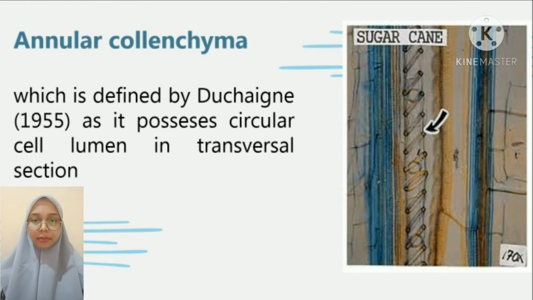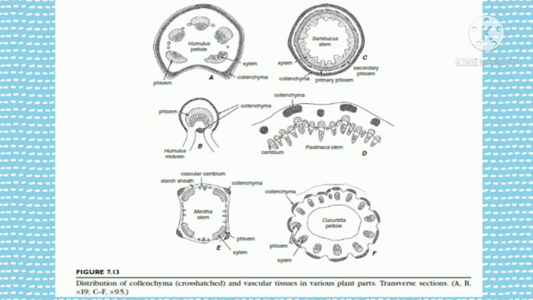And then annular collenchyma, which was defined by Duchaigne in 1955 as it possesses circular cell lumen in transversal section. Annular collenchyma is collenchyma tissue whose cell walls evenly thicken. This type of collenchyma is rarely found because it is only found in carrot leaves and some vines. This picture shows a cross-section showing the distribution of collenchyma and vascular tissue in several parts of the plant, namely the Humulus petiole, Sambucus stem, Mentha stem, Bastiana stem, and Cucurbita petiole.